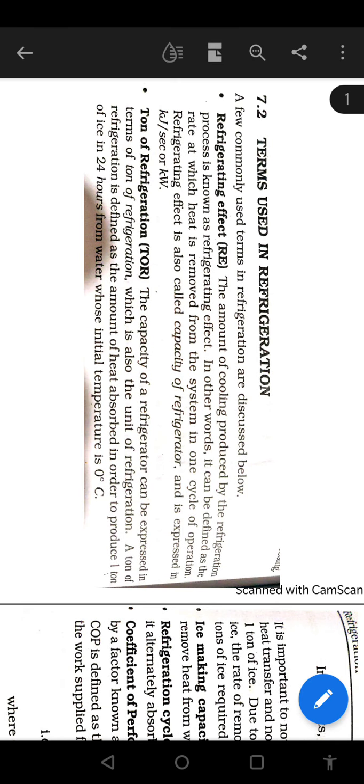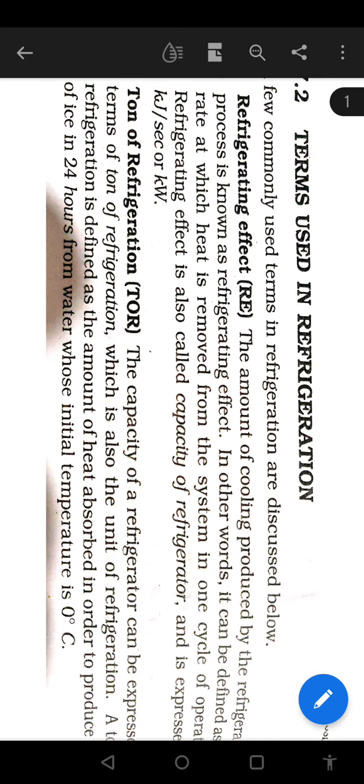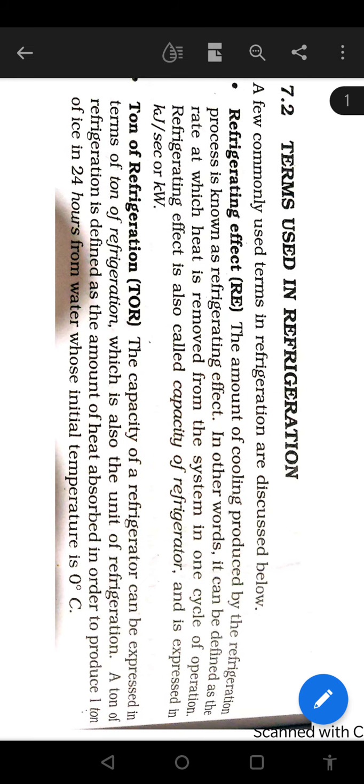Hello students, now let us look into certain terms in refrigeration. First is the refrigeration effect. The amount of cooling produced by the refrigeration process is known as the refrigeration effect.